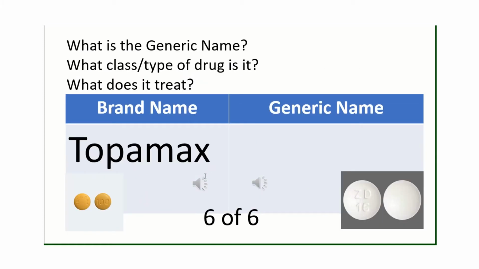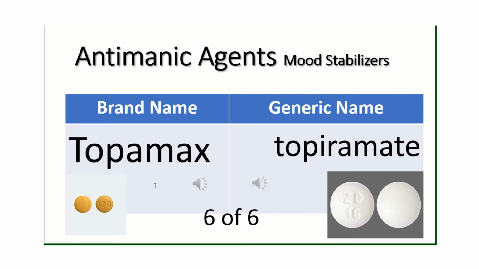What is the generic name for Topamax? What type of drug is Topamax? What does Topamax treat? The generic name for Topamax is topiramate. Topamax and topiramate are anti-manic agents. They are mood stabilizers.